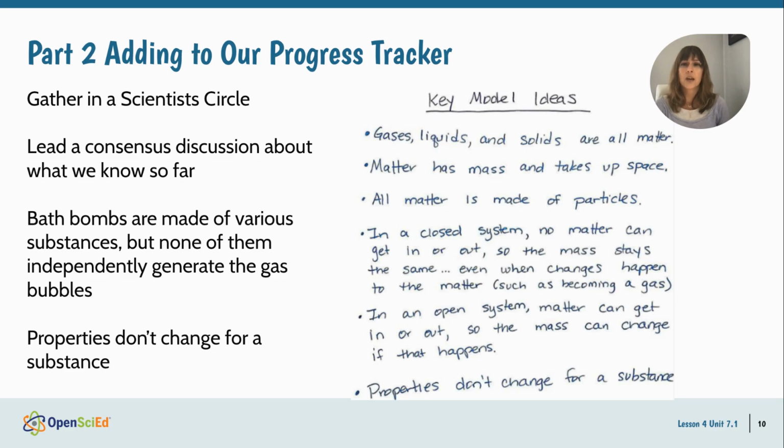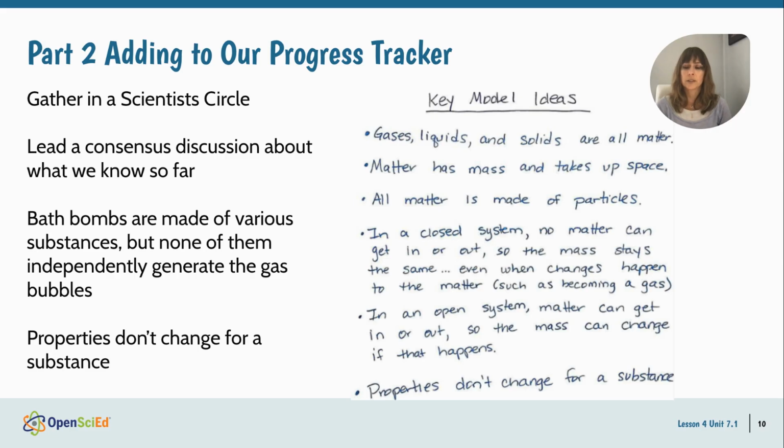So on day 1, we're going to add to our progress tracker. This is actually from lesson 3. You're going to want to gather your students in a scientist circle. You'll want to have your key model ideas poster hanging up as students are able to see the key model ideas so far. That looks something like what you see here on the slide right now.